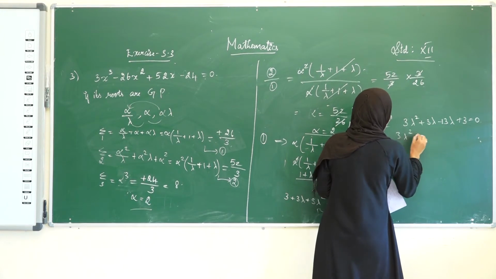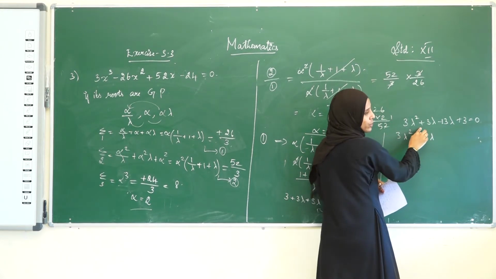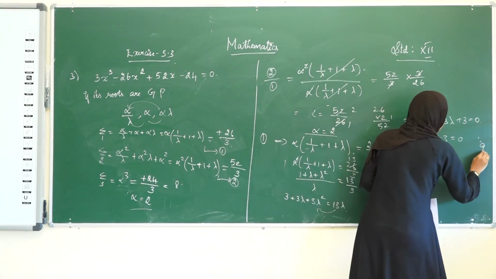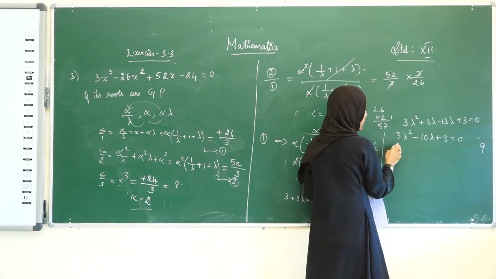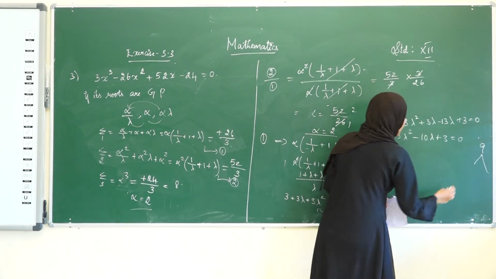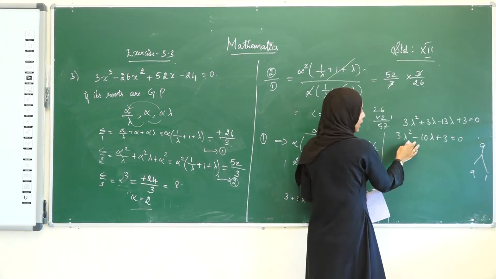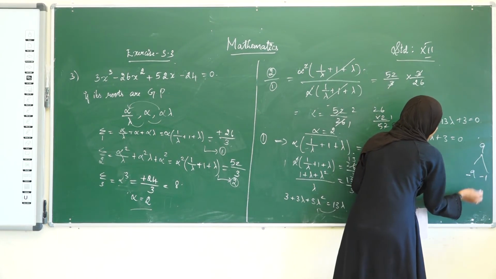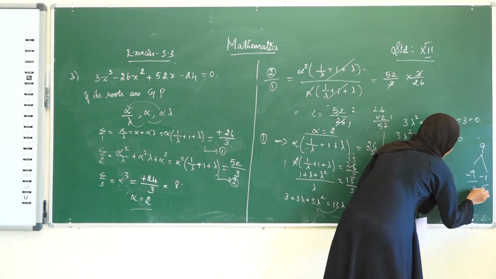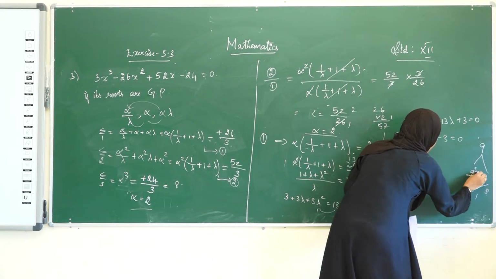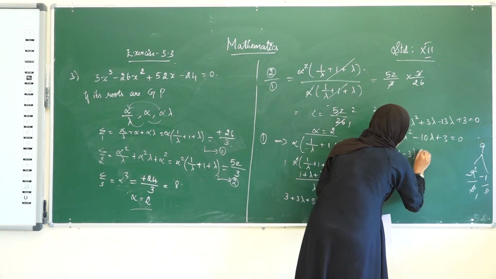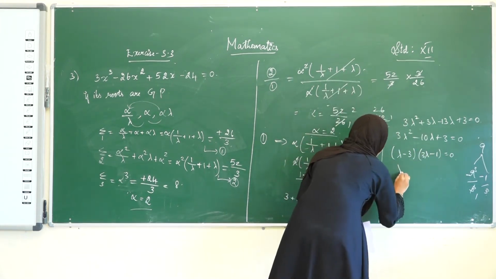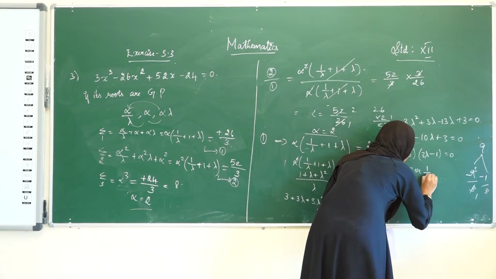Therefore, 3 lambda square minus 10 lambda, since minus 13 and plus 3 is minus 10, minus 10 lambda plus 3 is equal to 0. We have to factorize this. See, here the constant is 3 and the coefficient of lambda square is 3. Therefore, 3 into 3 is 9. Okay, 9 into 1 is 9. The answer should be minus, while adding the answer should be minus 10. Therefore, minus 9 and minus 1. Therefore, the roots will be lambda minus 3 into 3 lambda minus 1 is equal to 0. That is, lambda's value will be 3 or 1 divided by 3.